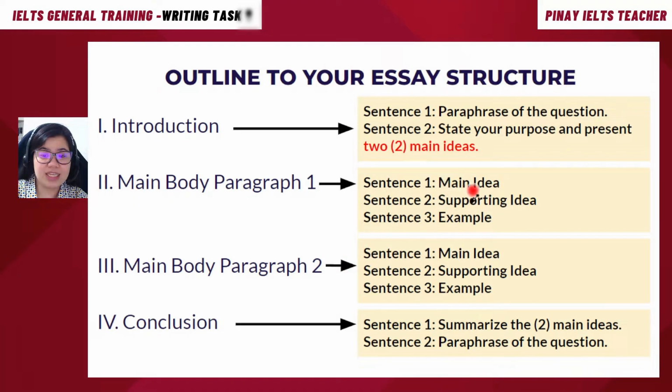For the first sentence, you always talk about the main idea. Okay, what's the general idea? Idea 1 and idea 2. Okay, and then on the second sentence, you would always support that main idea. So we call that the supporting idea. And the third sentence is an example.